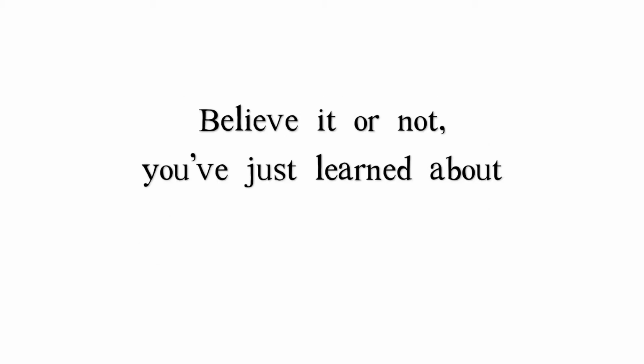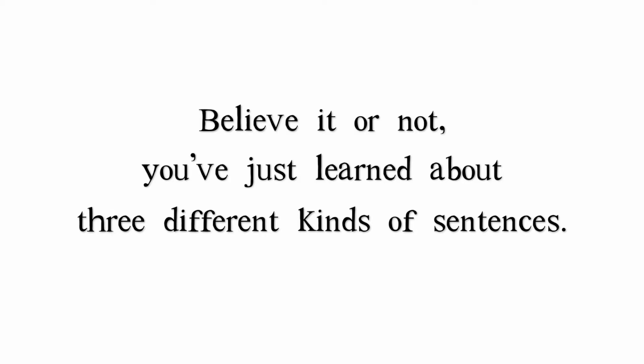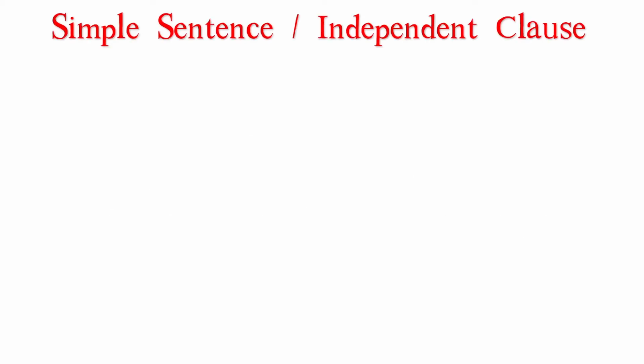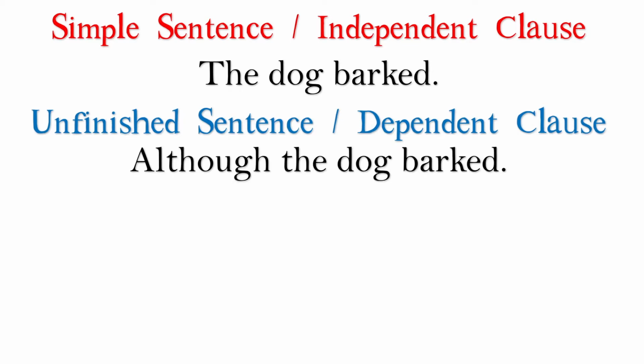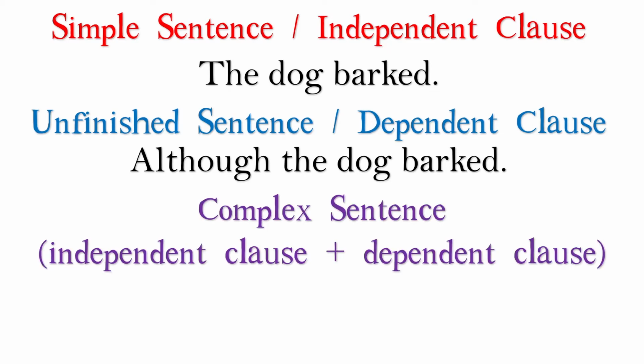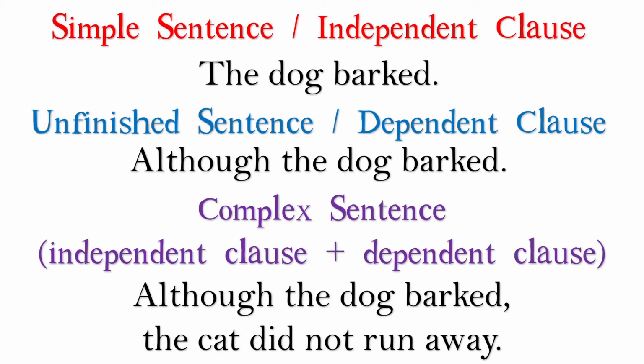Believe it or not, you've just learned about 3 different kinds of sentences. First, you've learned about a simple sentence, otherwise known as an independent clause. The dog barked. You've also learned about an unfinished sentence, otherwise known as a dependent clause. Although the dog barked. Finally, you've learned about a complex sentence, which is a combination of an independent clause and a dependent clause, as follows: although the dog barked, the cat did not run away.